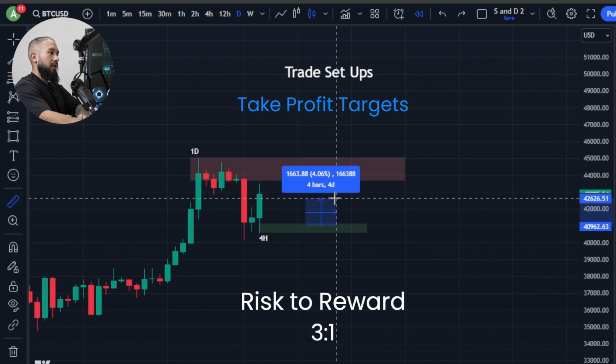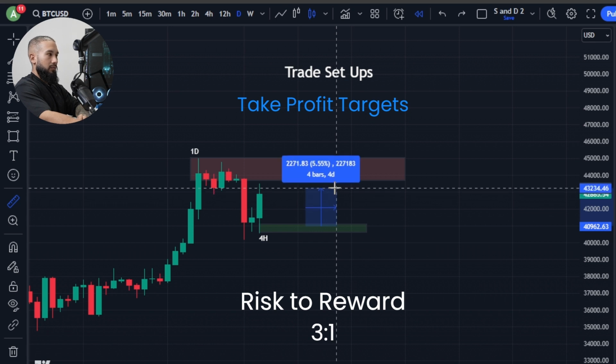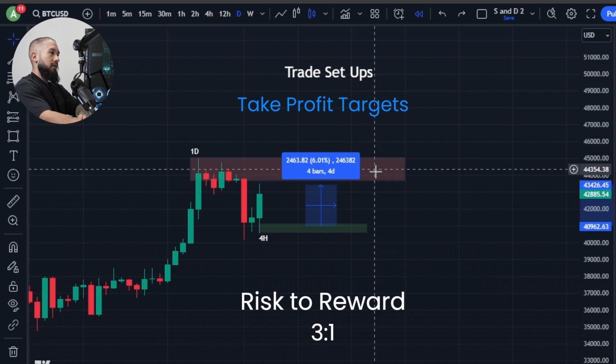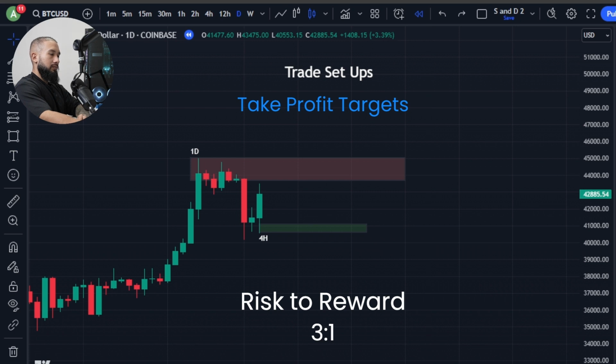Now let's see a 3-to-1 setup. So we're risking 2% to hopefully get a 6% gain. Even if this trade played out and we put our take profit target here and that take profit target was hit, notice it's still not in the opposing supply zone. So in some scenarios, traders are not even aiming to reach the opposing supply zone. They're just aiming to get the right entry at the demand zone.